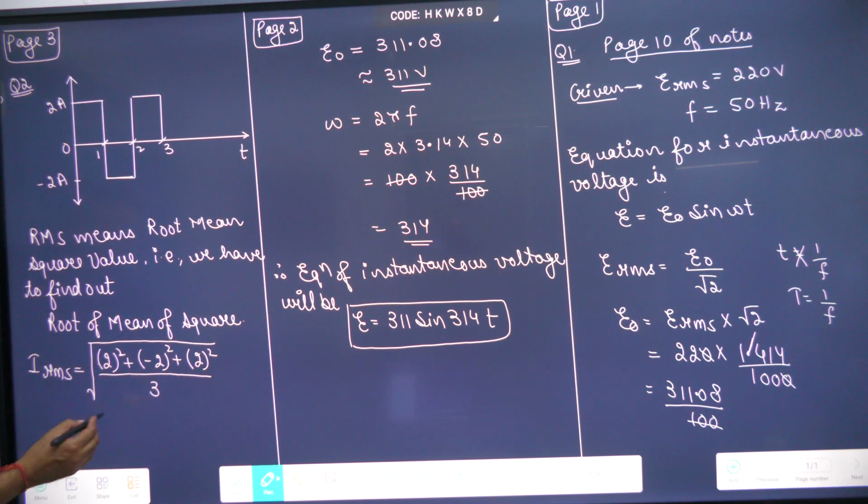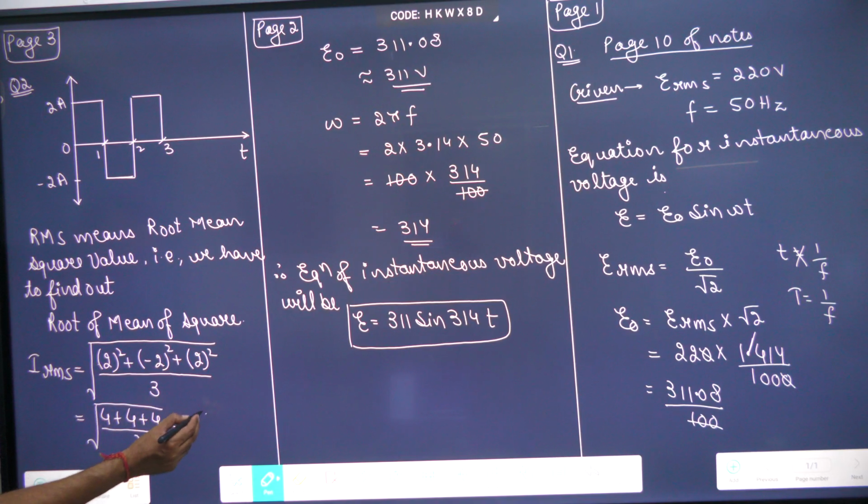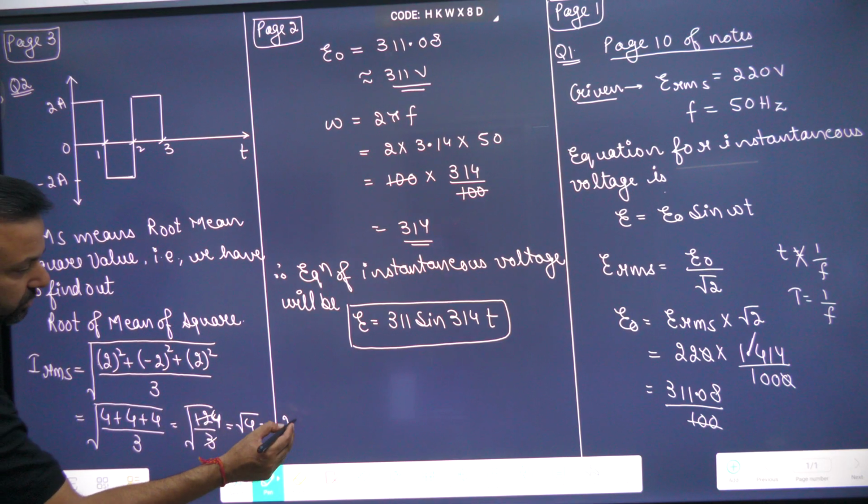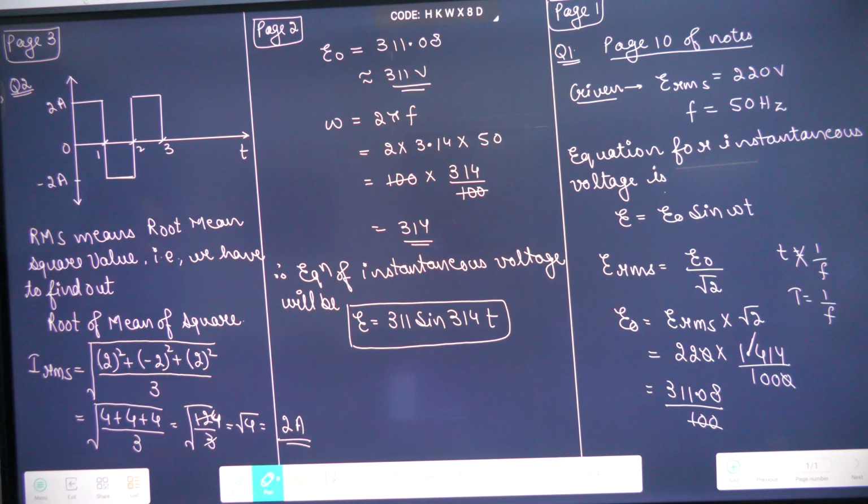Now 2 square is 4. Minus 2 square is again 4. 2 square is again 4, upon 3. 4 plus 4 plus 4 is 12 upon 3. 3 4s are 12. What is the square root of 4? It is 2. So RMS value is 2 ampere. Is that clear to you?